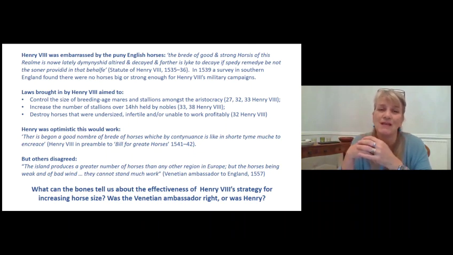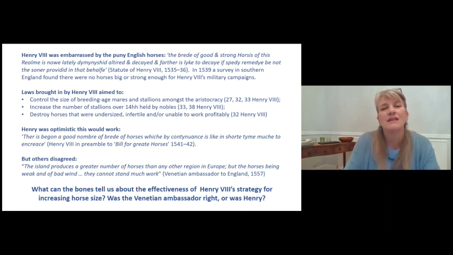Was this just bluster? The Venetian ambassador is saying, even 10 years after that, the island produces a greater number of horses than any other region in Europe. The horses are weak and of bad wind. They cannot stand much work, he dismissively says. So looking back at those bone measurement data, what do they tell us? Was the Venetian ambassador right, or was Henry?